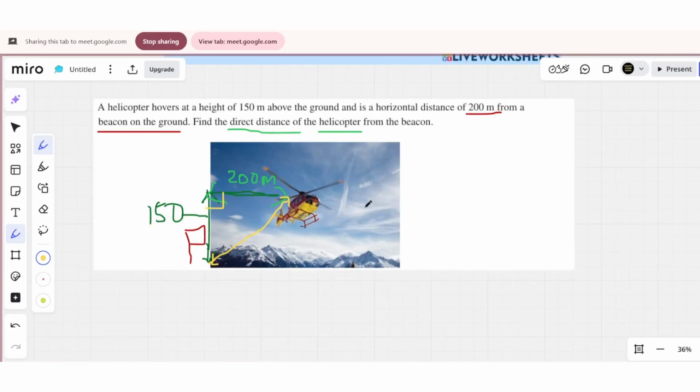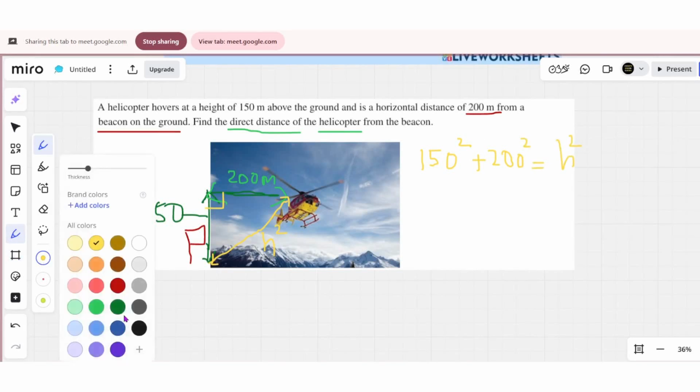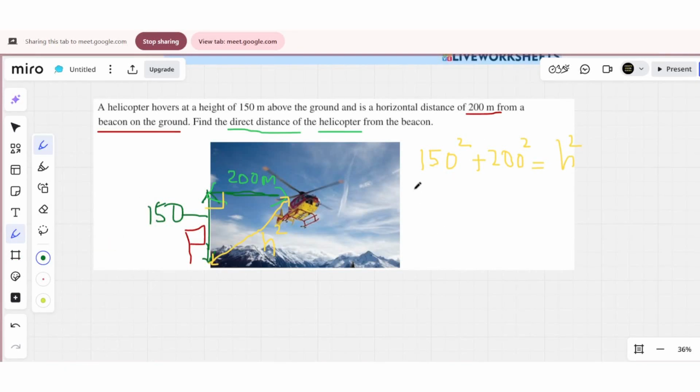What Pythagoras theorem says is that the hypotenuse square is equal to the sum of squares of the two shorter sides. So we'll say 150 square plus 200 square equals the hypotenuse square. What is 150 square? It's 22,500. That is 22,500 plus 40,000 equals the hypotenuse square. If we add them, we get 62,500.